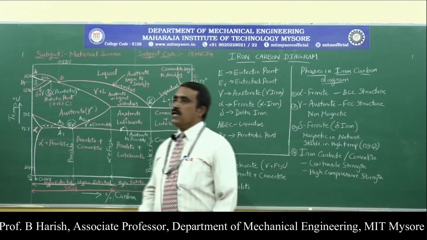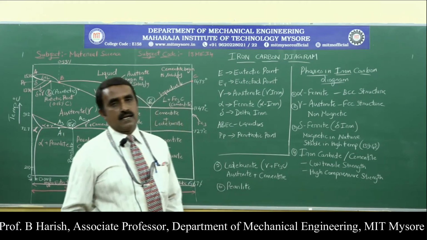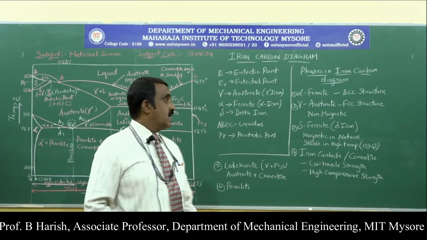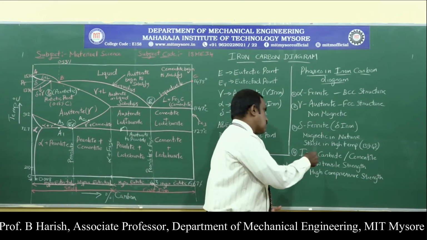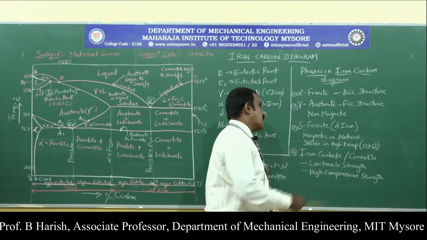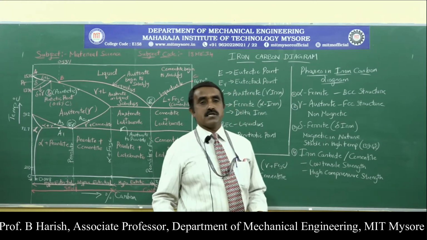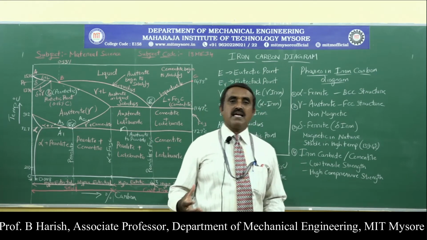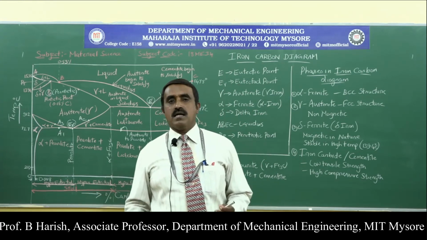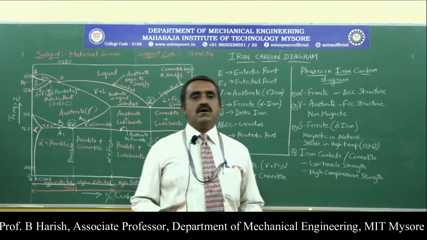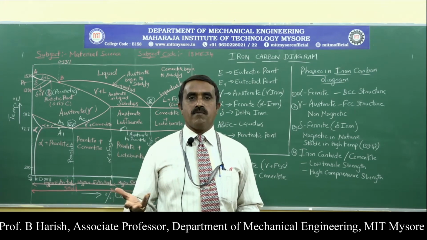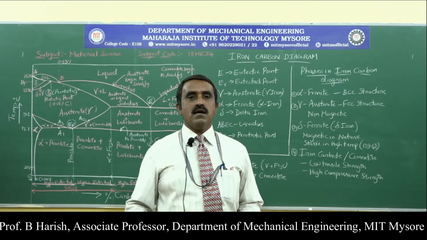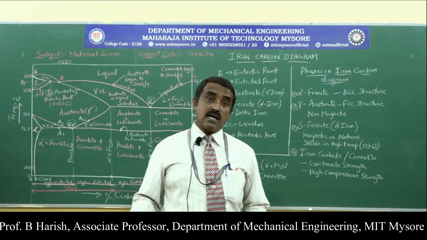Delta ferrite is also called delta iron. If we study this phase, it is magnetic in nature, it has that magnetic property. That is the reason why iron can have different properties at different stages. That is the reason, once again, why we should study the iron carbon diagram.